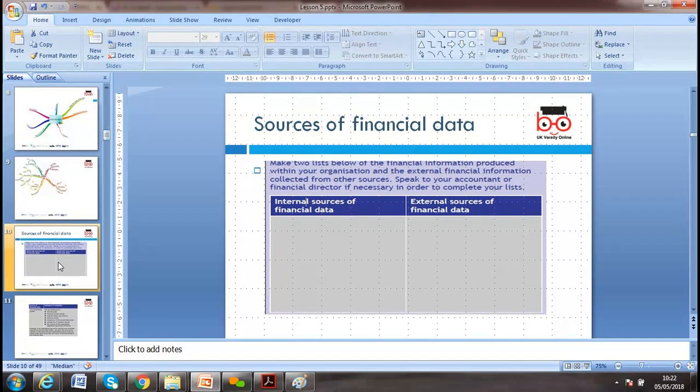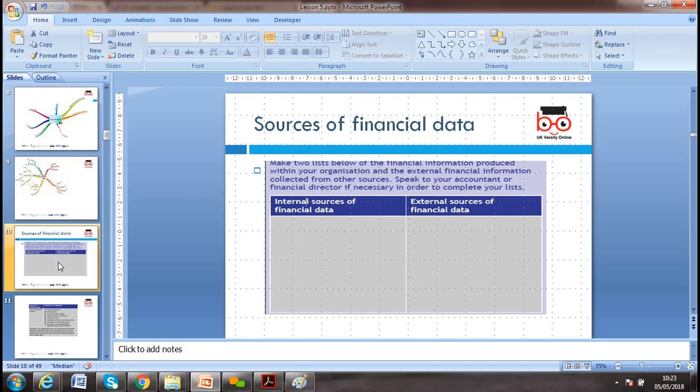So we can look around, yes. List the financial information produced within our organization and external financial information collected from other sources. Speak to your accountant or the financial director if necessary in order to complete your list. So internal sources of financial data, which is internal reports about customers, about suppliers, internal accounts which we normally generate, internal audit reports, all these are internal sources of data.